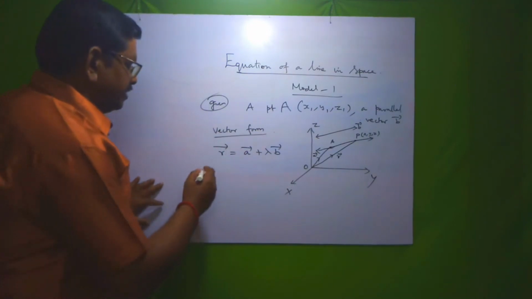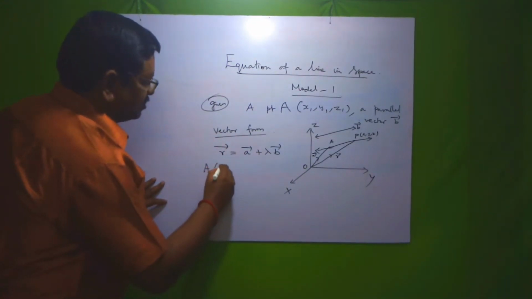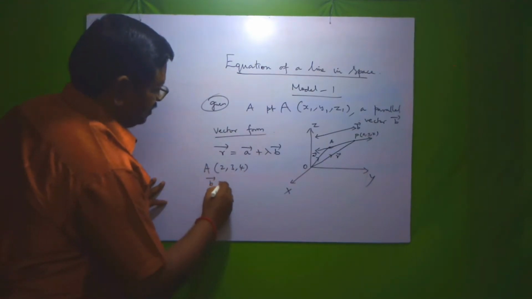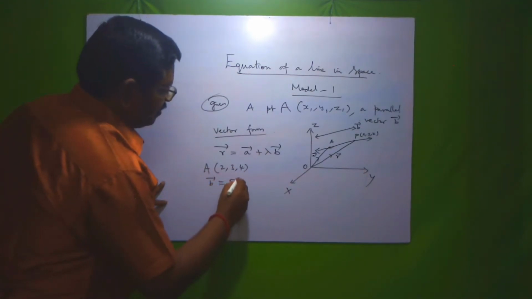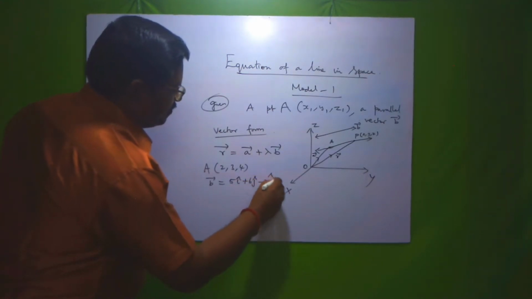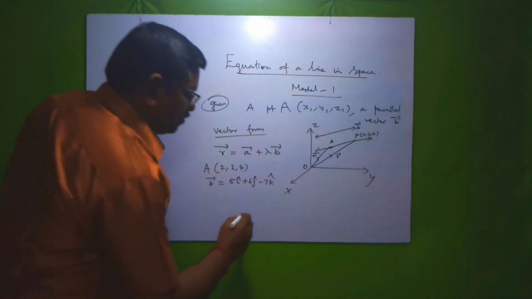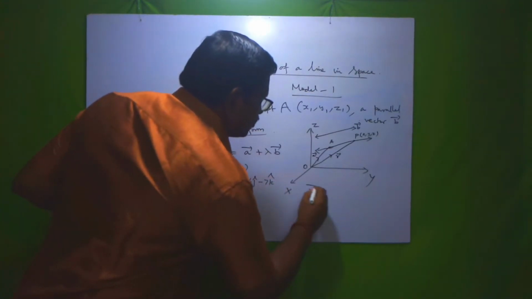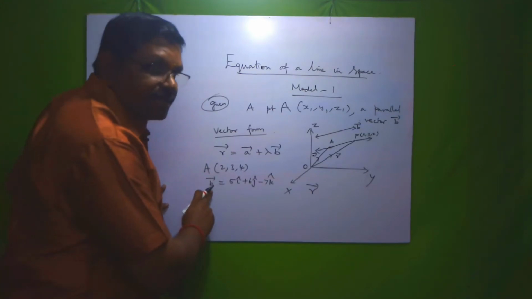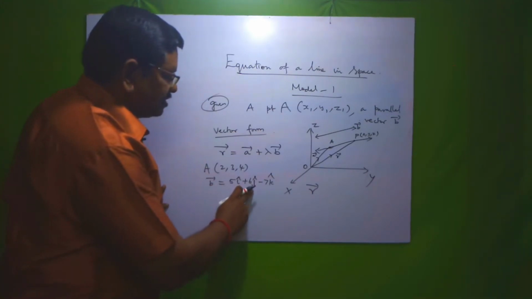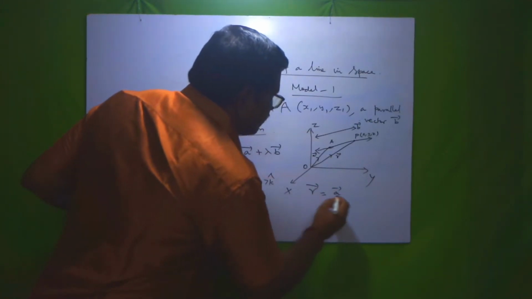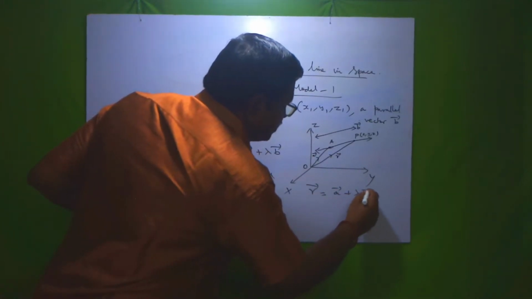So you can take any point, suppose say the point A is 2, 3, 4 and B vector, say this is 5i plus 6j minus 7k, whatever it may be. Now if you want to find the equation of the straight line passing through the point A, that is 2, 3, 4 and parallel to the vector B, that is 5i plus 6j minus 7k, write the formula first, that is R vector is equal to A vector plus lambda B vector.